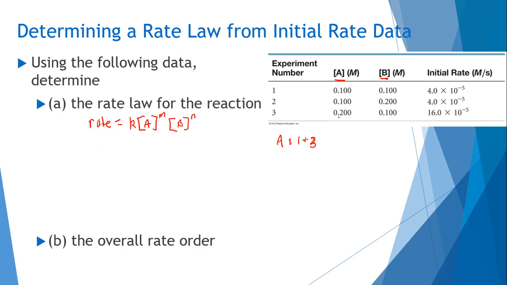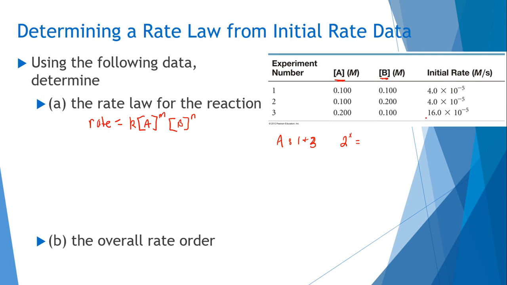So here, between experiment 1 and experiment 3, we're going to notice that this amount doubled. The way you can check it is just to take 0.2 divided by 0.1. So we're going to see here that the concentration doubled. And I need to find out what this exponent is going to be. And then we're going to look at what happened to the rate of the reaction.